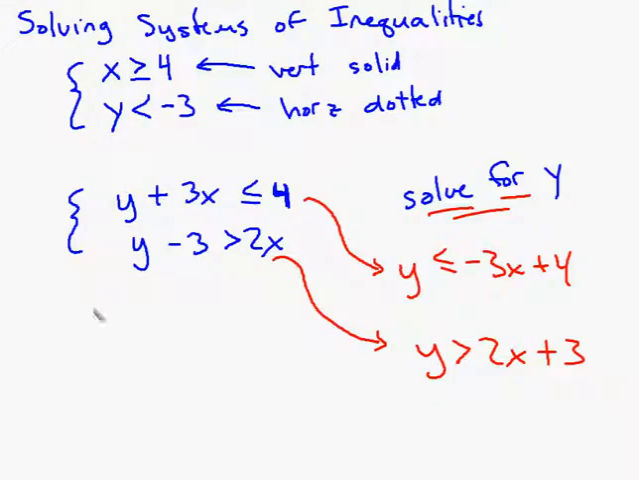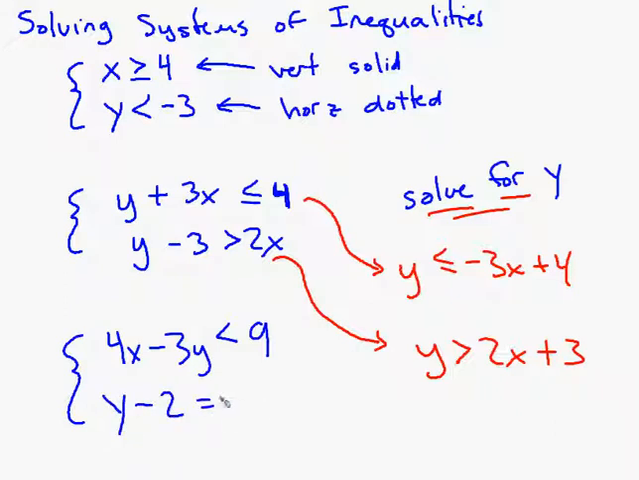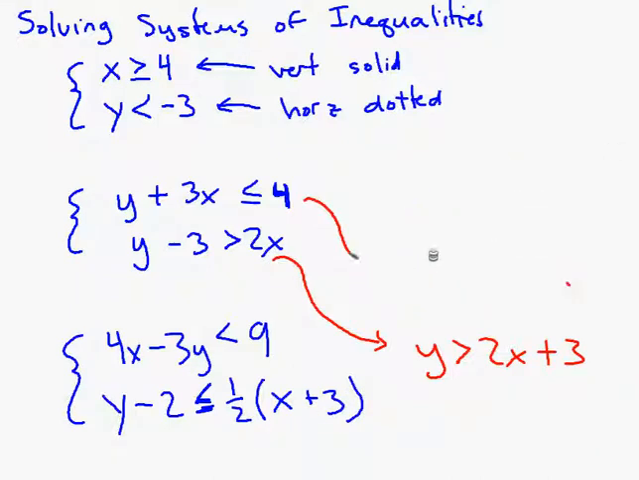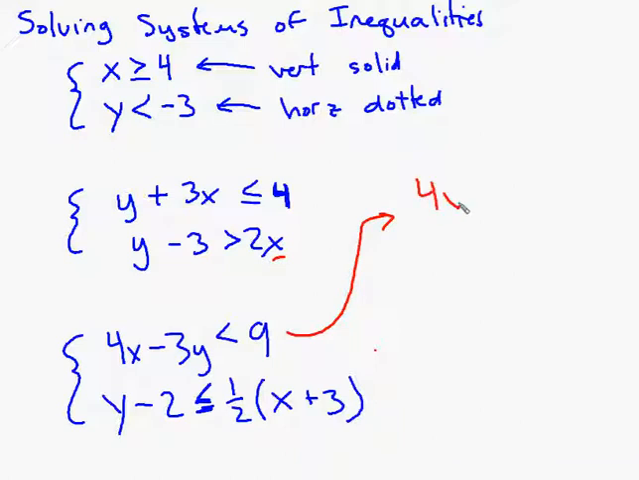All right, now is a good time to actually review another thing that we need to remember as we're doing these. So let's say I had 4x minus 3y is less than 9. And let's say another part of my system is y minus 2 is less than or equal to 1/2 x plus 3. Now we do need to solve for y, so we take this one and we're going to solve that for y.